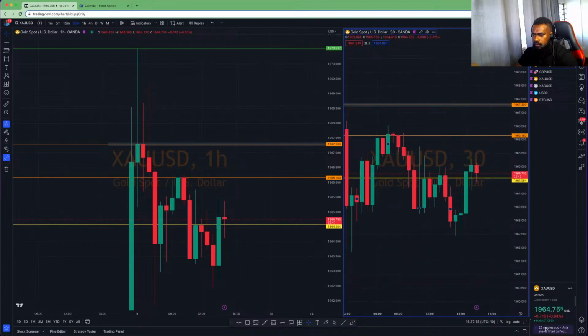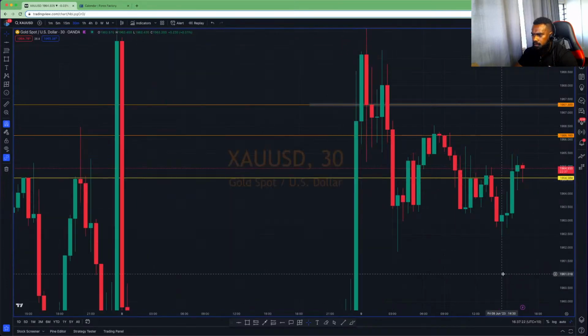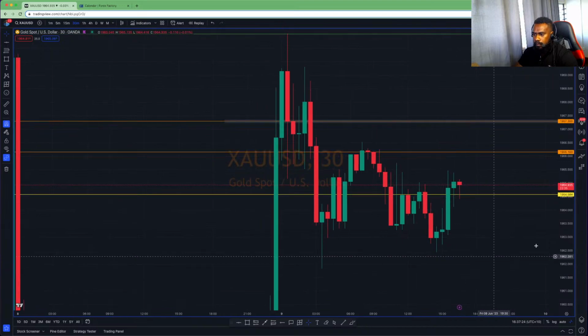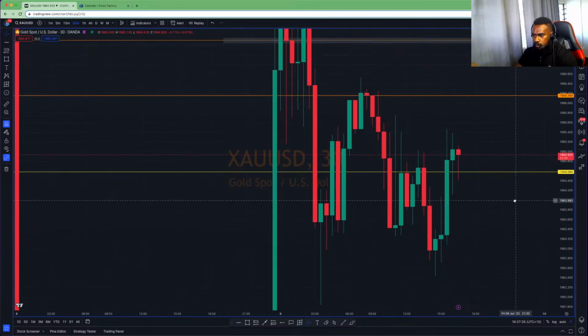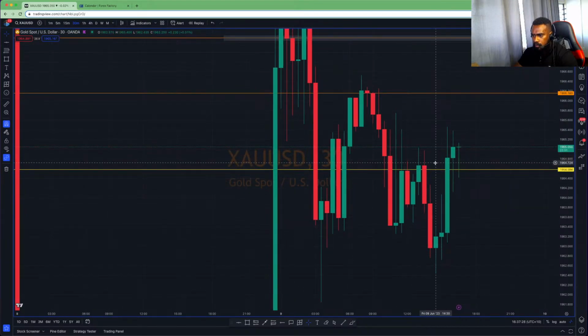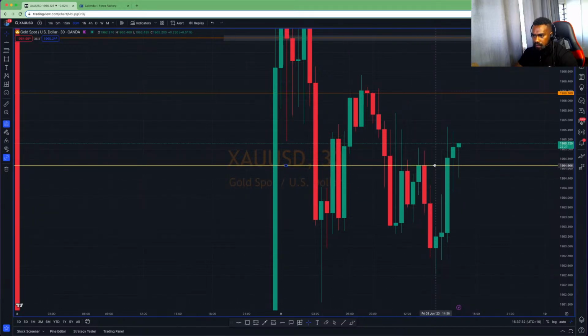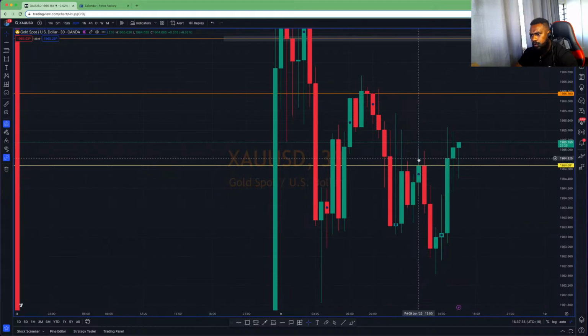It's a little bit tricky on the 30-minute time frame at the moment. Let's see. Zooming in on the 30-minute time frame, the previous 30-minute candle has broken and closed above this 30-minute resistance over here.